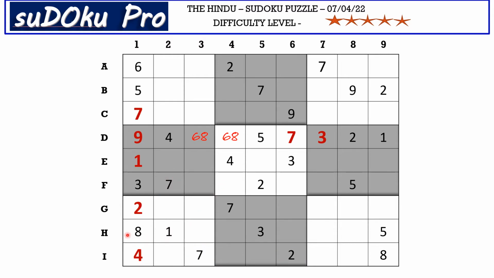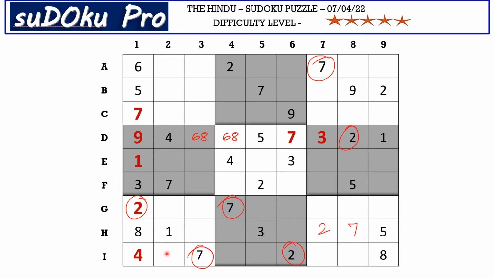Let's try to fill H row now. You have 2 and 7 in G row which blocks this row. There is a 2 and 7 in I row which blocks these two rows. So 2 and 7 has to be in these two cells. There is a 2 and a 7 here. So accordingly H8 takes 7 and H7 takes 2.